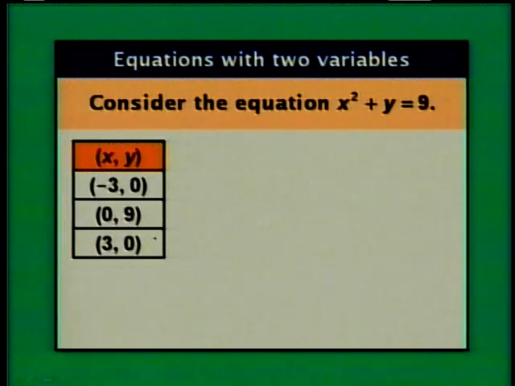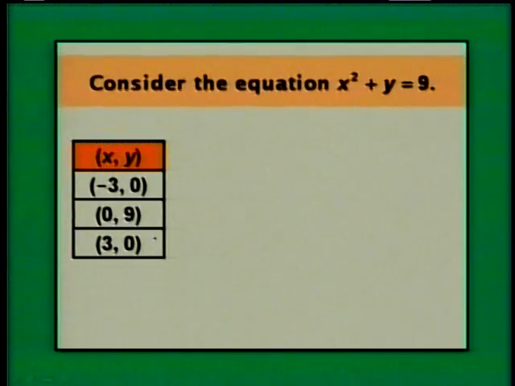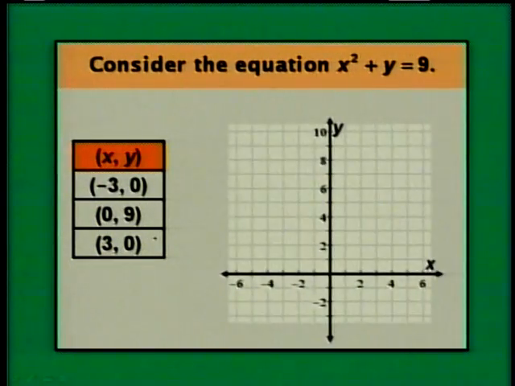So let's create a graph, making some room for my graph paper. So I'm going to plot these 3 ordered pairs. So I have the point -3, 0, 0, 9, and 3, 0. And one of the things I noticed right off the bat is that these 3 ordered pairs do not lie on a common line. There's something different about this equation from the other equations we've considered.